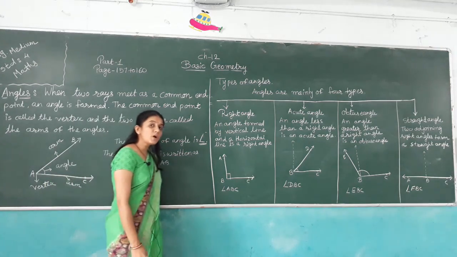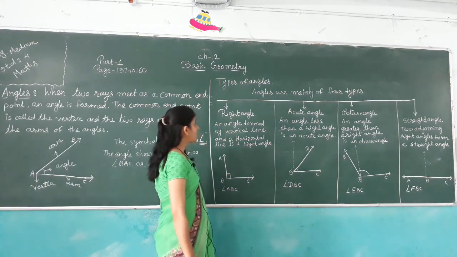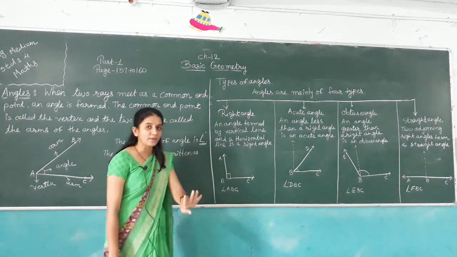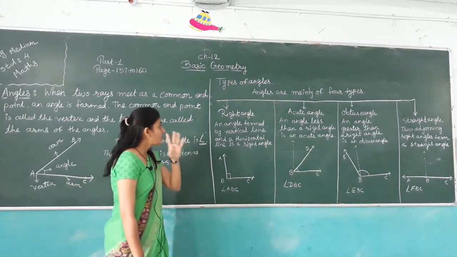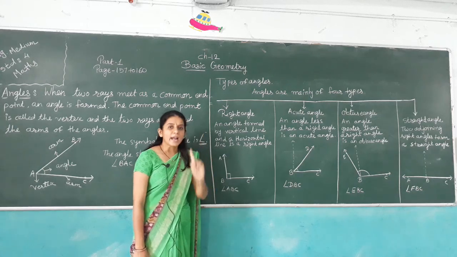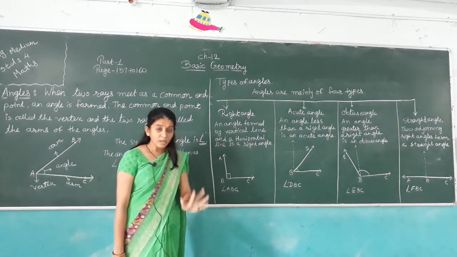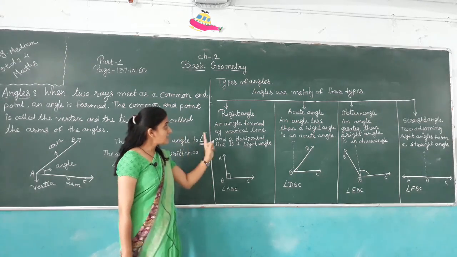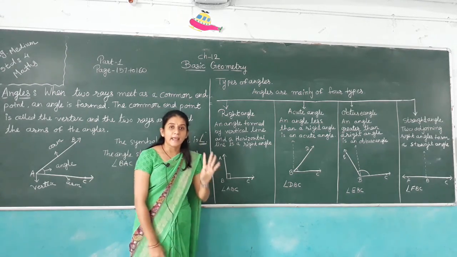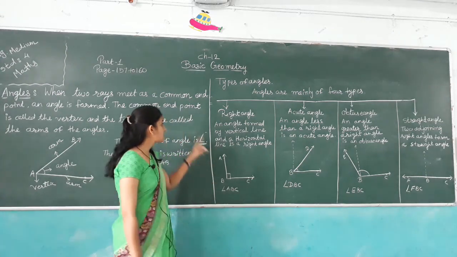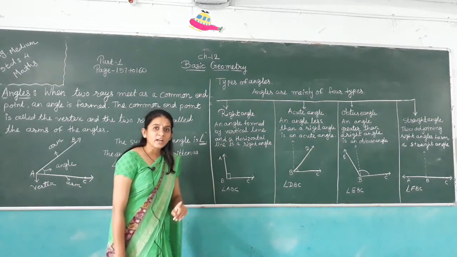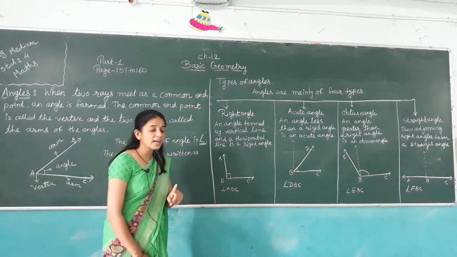Now types of angles. Angles are mainly four types: right angle, acute angle, obtuse angle and straight angle. Again one time repeat. Angles are mainly four types: right angle, acute angle, obtuse angle and straight angle.